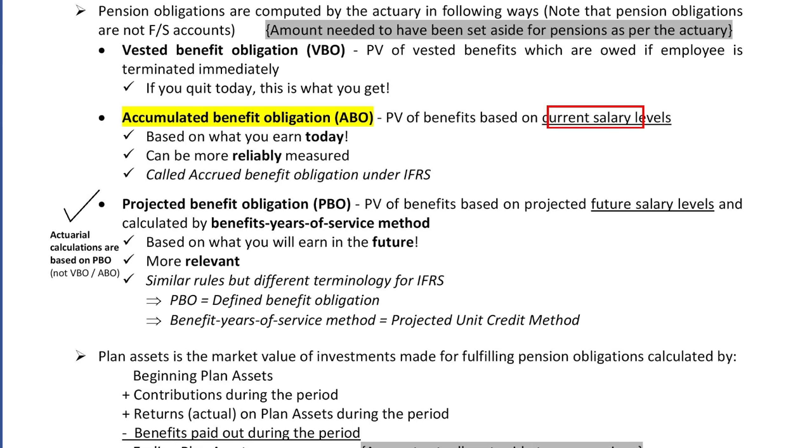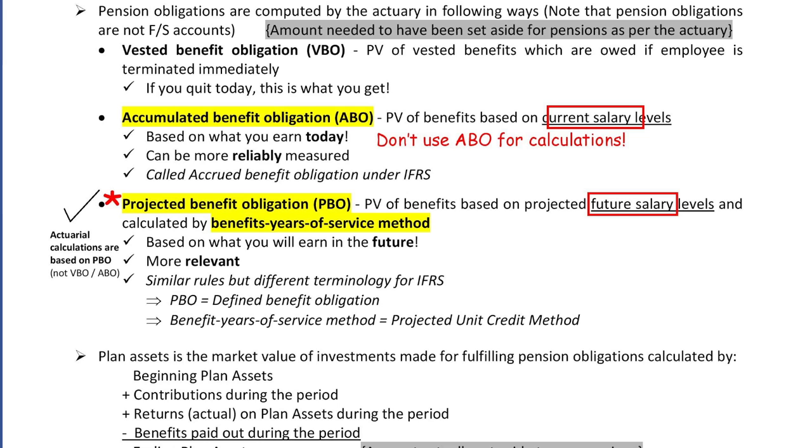Make a note there, don't use ABO for calculations. So we'll talk about ABO just being disclosed in the financials, not used for calculations, because for calculations we're going to use projected benefit obligations, and put a star there. Put a box around future salary, and this is the benefit years of service method.